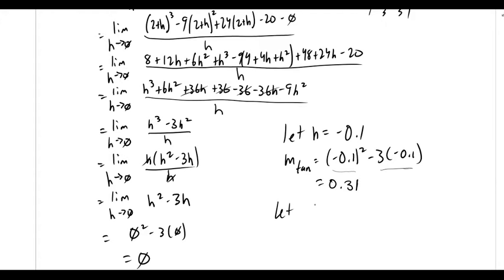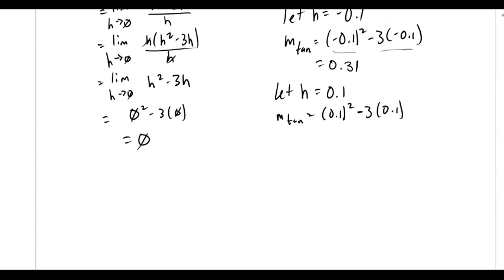And then I'm going to let h equal positive 0.1 and find the slope of the tangent. 0.1 squared minus 3 times positive 0.1. So 0.1 squared is going to be very small. And 3 times 0.1 is going to be not quite as small, so I'm subtracting something bigger. So that's going to be negative for sure. So it works out to, I believe, negative 0.29.